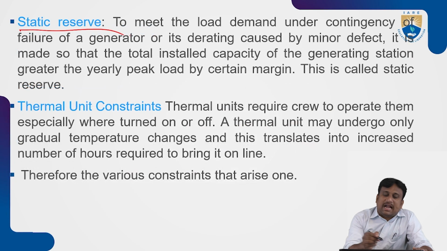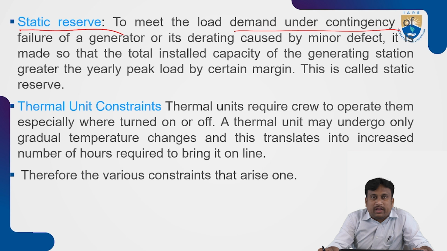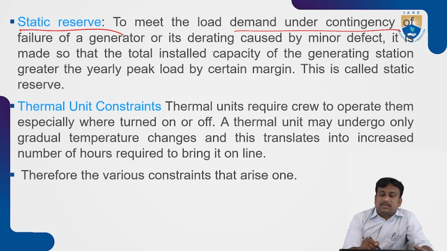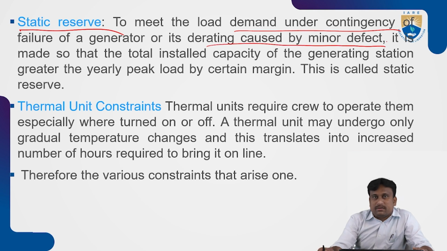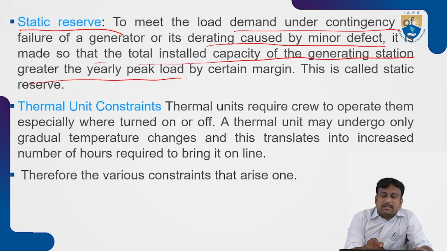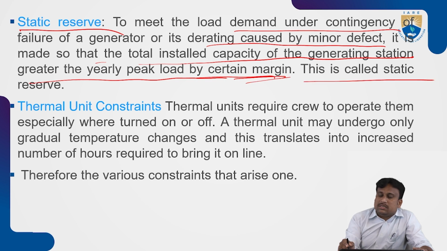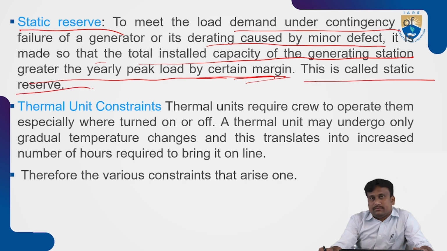Next, coming to static reserve: to meet the load demand under the contingency of failure of a generator, or its derating caused by a minor defect, it is arranged so that the total installed capacity of the generating station is greater than the yearly peak load by a certain margin. So this is called static reserve.